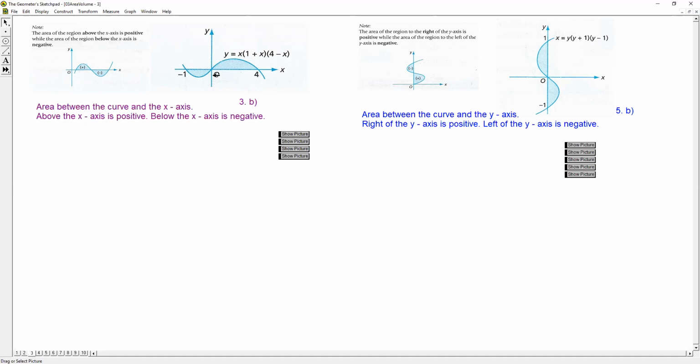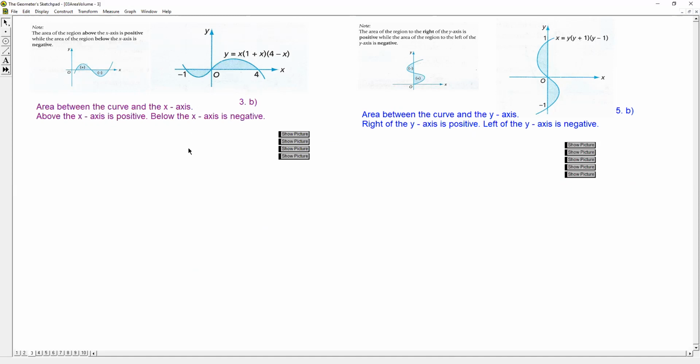So what I suggest to you is you break the two areas into two different parts. The part that is above the x-axis, area 1. The part that is below the x-axis, you call it area 2. So you break them into two parts.